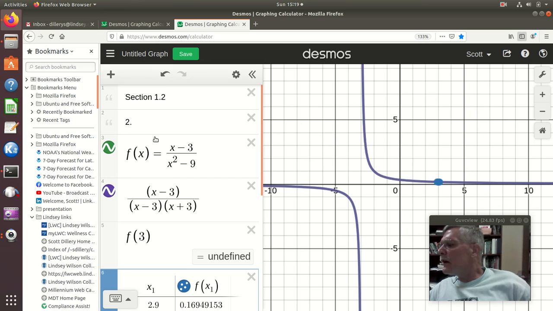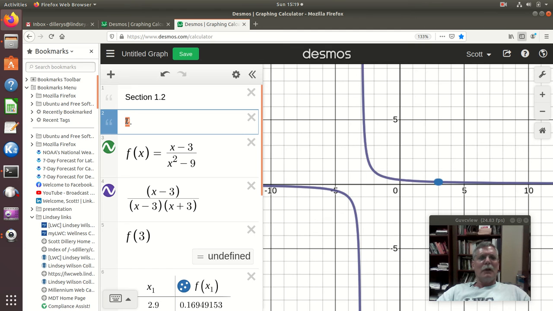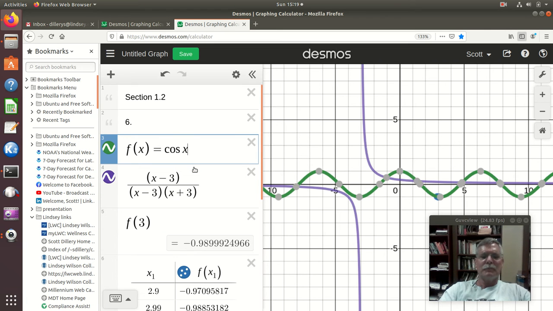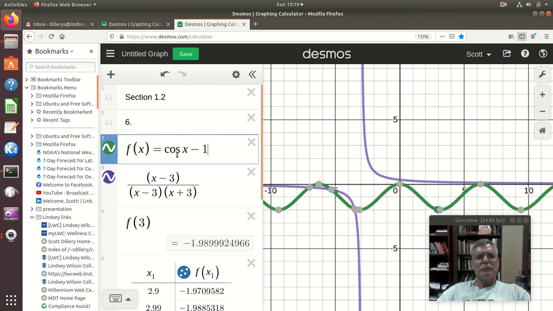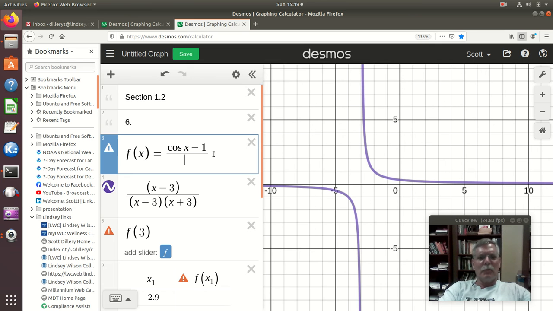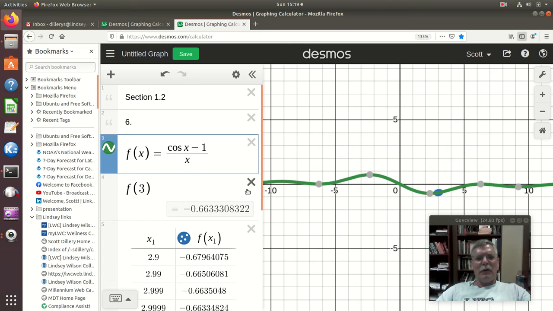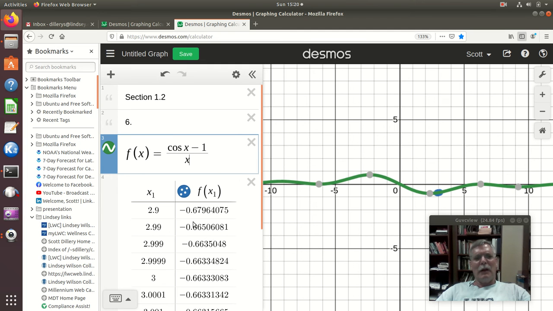Let me go to number 6, which is cosine of x minus 1 over x. Okay, so I'm going to change that to number 6, and it is cosine x minus 1. Now I'll highlight this and then hit a slash for division. Another way, as I did here, you could use parentheses. And x, like that. Get rid of this, get rid of that right now.